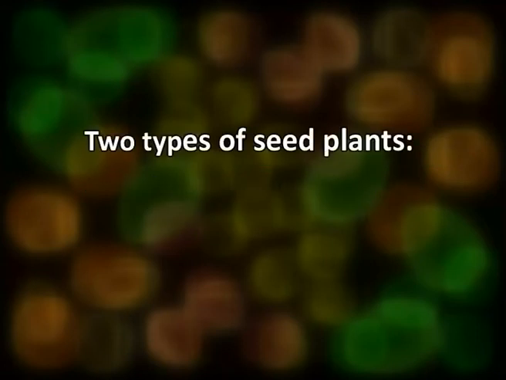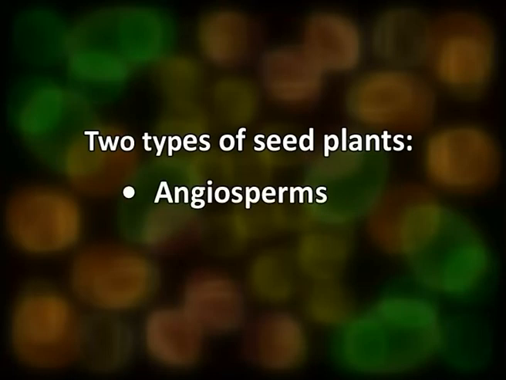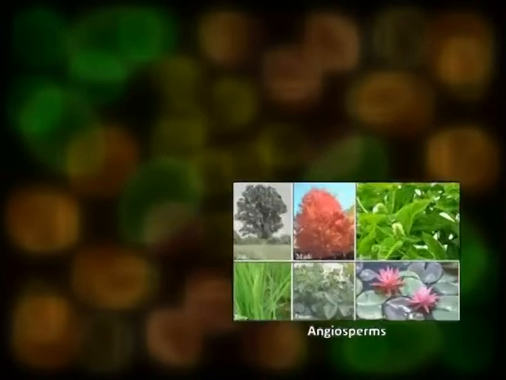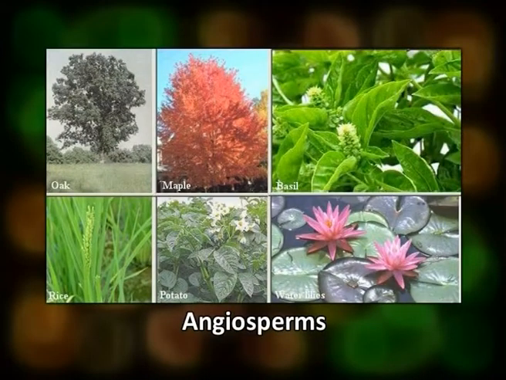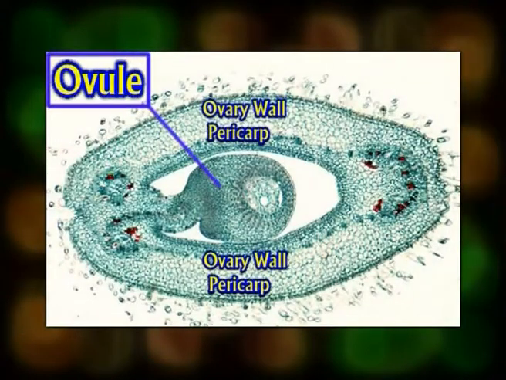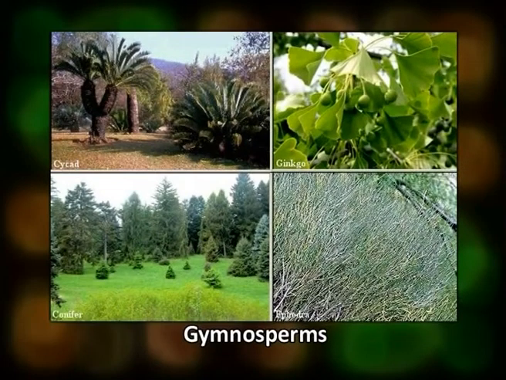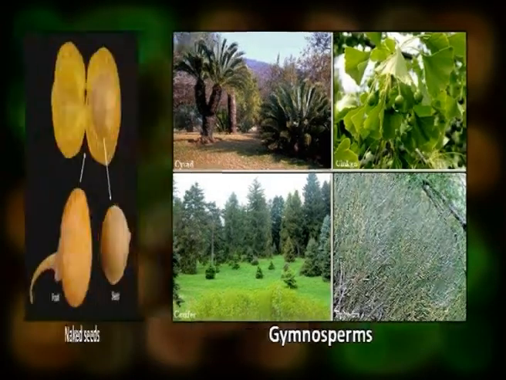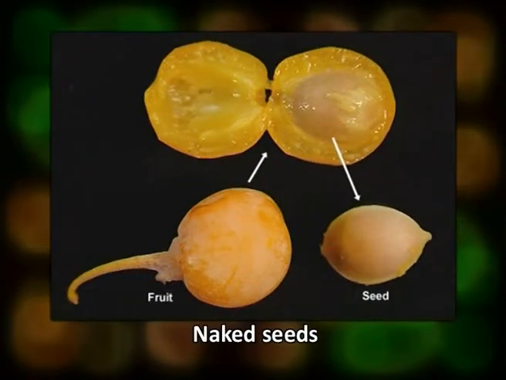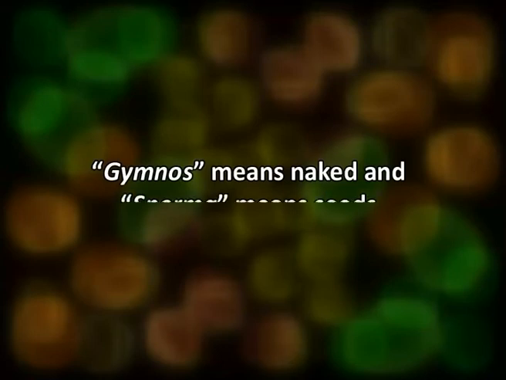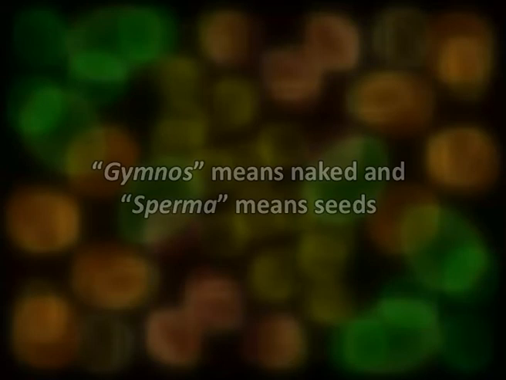Seed plants are of two types, number one, angiosperms, and number two, gymnosperms. In angiosperms, the seeds are covered, that is, they are produced within the ovary. Angios means vessels and sperma means seeds. Now, gymnosperms. In this case, the seeds are naked. Gymnos means naked and sperma means seeds.